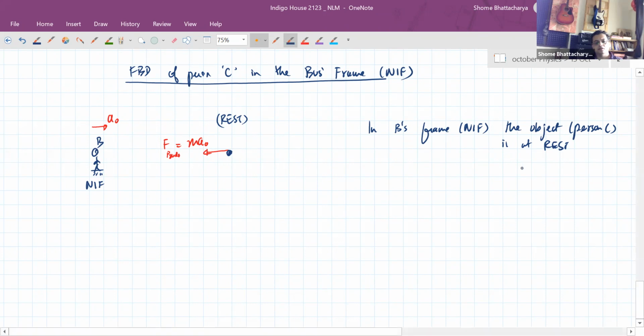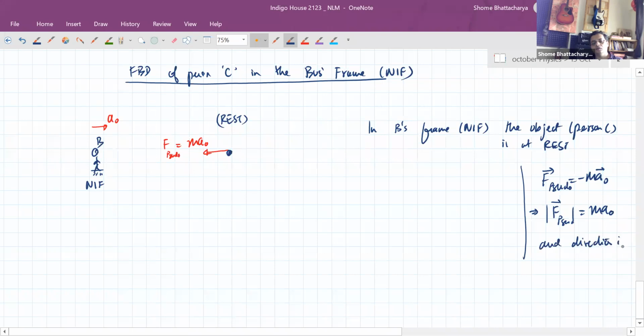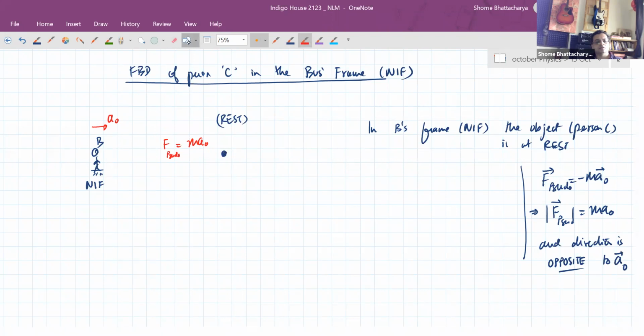When we write this equation F is equal to minus m a naught, what this means is the magnitude of the force is equal to magnitude of mass into acceleration, and direction is opposite to the acceleration vector. That's why you can see the magnitude of this force that I've shown, it is m a naught, but the direction is opposite. Like this.